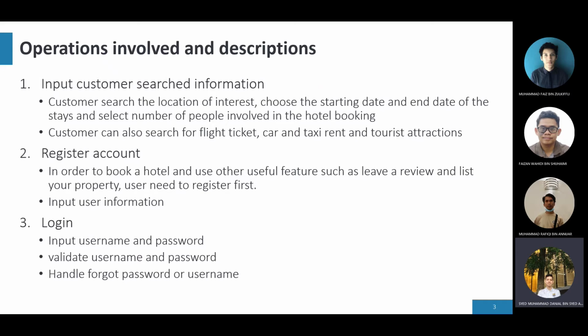Second, register account. In order to book a hotel, the user can also register an account through the website and input their information there. And the third is login. The first step is input username and password. Second, validation of username and password, and handle forgot password or username.